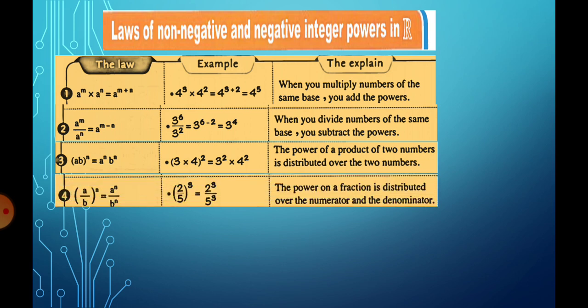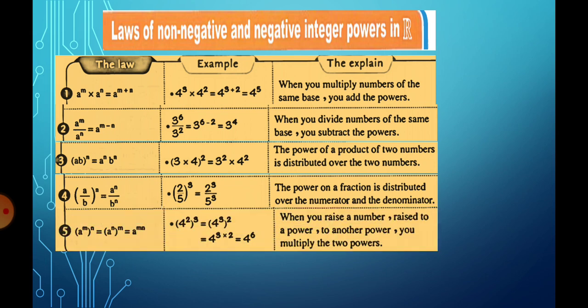(a over b) to the power n equals a to the power n over b to the power n. The last rule: if we have (a to the power m) all to the power n, we have a number with two powers. We multiply the powers: (4 to the power 2) all to the power 3 equals 4 to the power 2 times 3 equals 4 to the power 6.